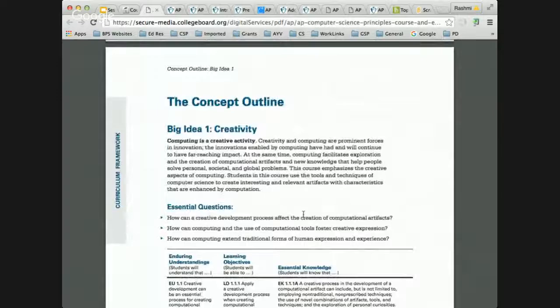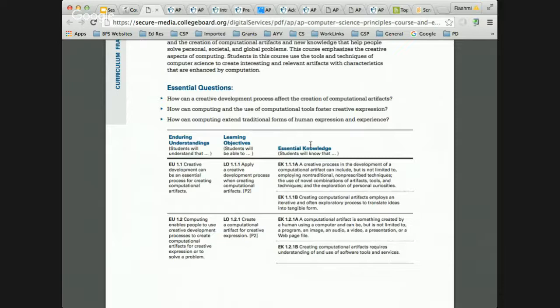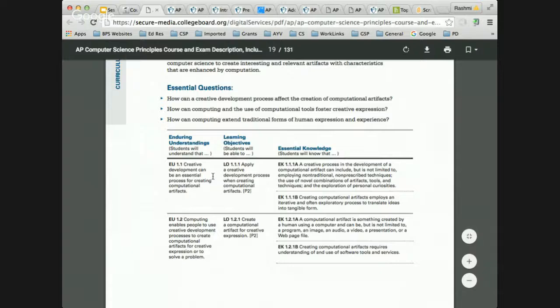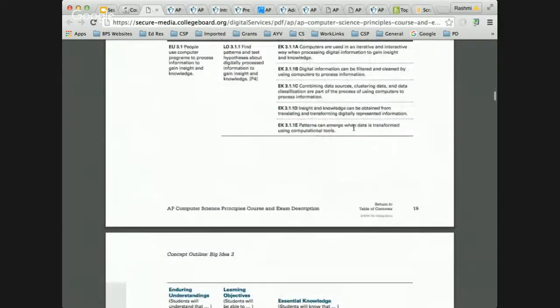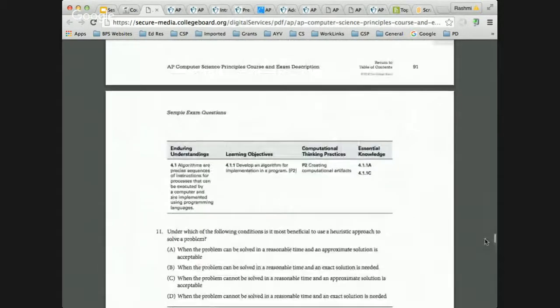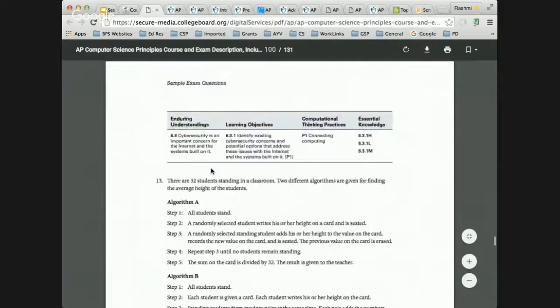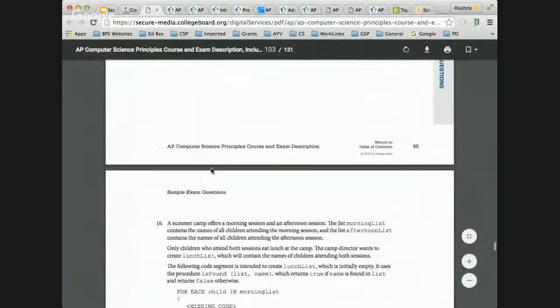And then you look at the big idea. Every big idea comes with essential questions and learning objectives and essential knowledge. So when you're designing your syllabus or you're looking at any syllabus that's been approved, these are the connections that AP College Board is looking for, especially as you look through implementing this in your classroom. There are a lot of examples in here that state how an example can be written for a syllabus.